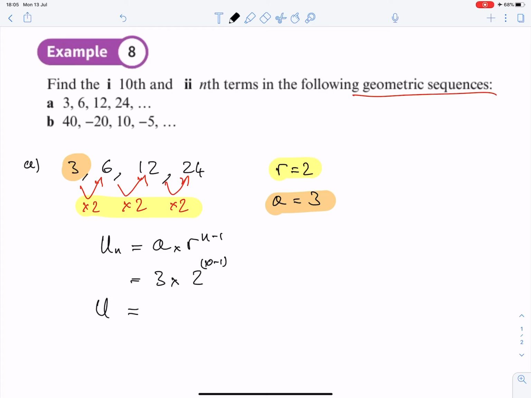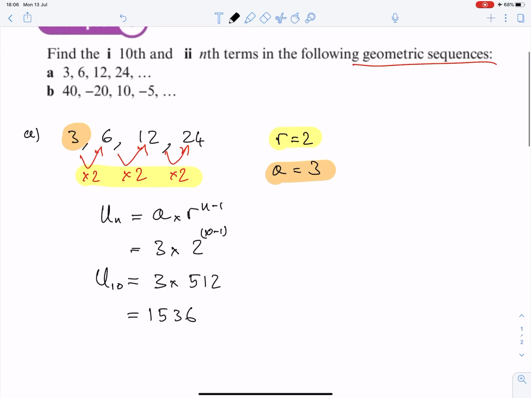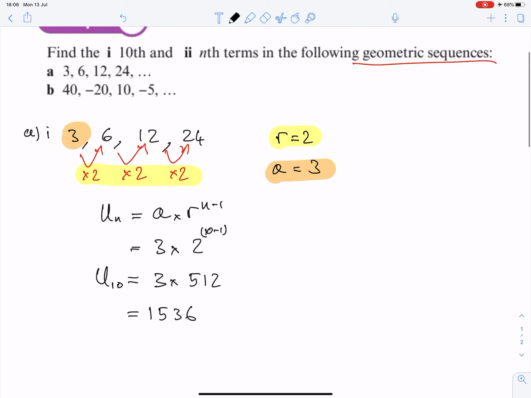So U10 is equal to 3 times 2 to the 9, which is 512, times by 3 is 1,536. That was part 1. Part 2, find the nth term.